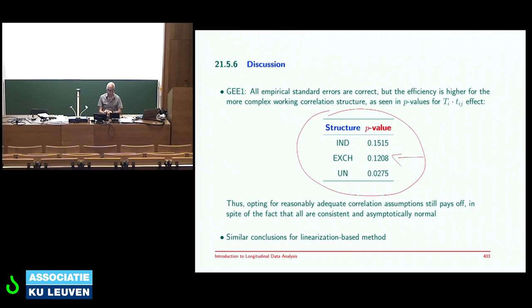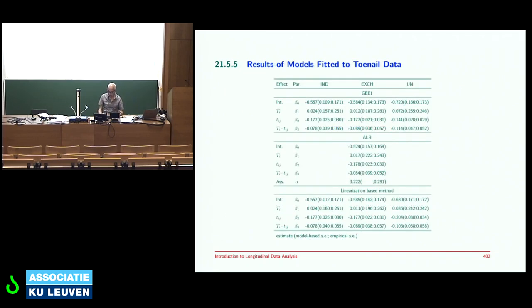Okay, so if we now put the key elements next to each other, we see what we already knew. The working correlation structure version. So the robust p-value under exchangeability was non-significant. It would be worse under independence, but with unstructured we get a significant result. So this is a case in point where all the point estimates are relatively similar throughout, and that's what we would expect. They're all consistent.